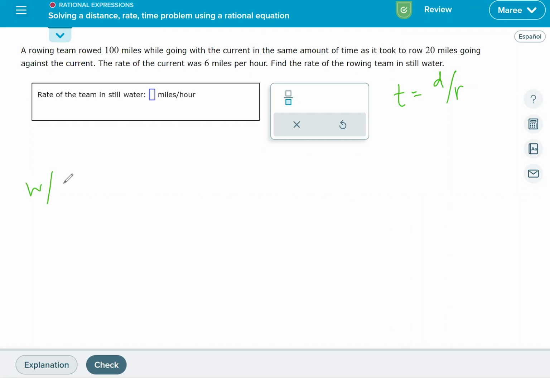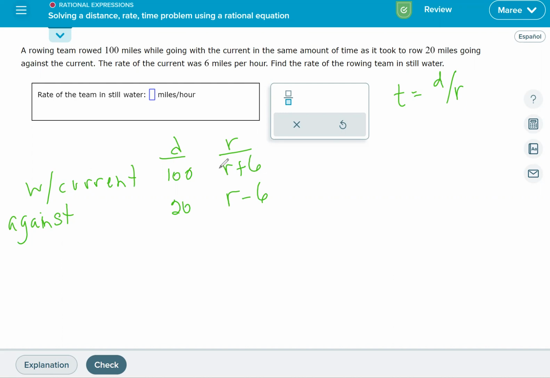Okay, so we went with the current and against the current. The distance was 100 with the current and 20 when it was against the current. The rate of the current is 6 miles per hour. So we are adding the rate of the current to the rate that the rowing team is rowing, so we have r plus 6. And when they are rowing against it, we're going to have to subtract 6 from their rate.